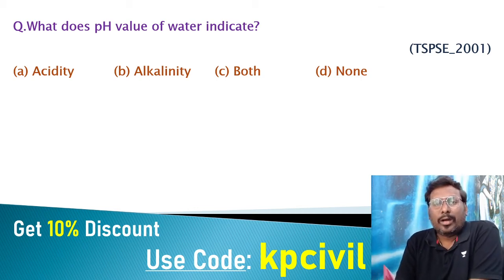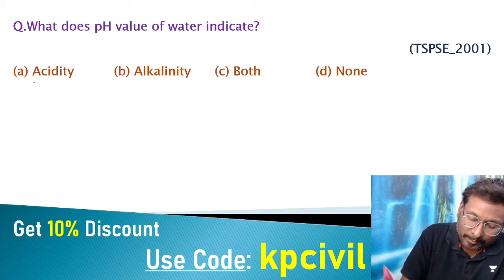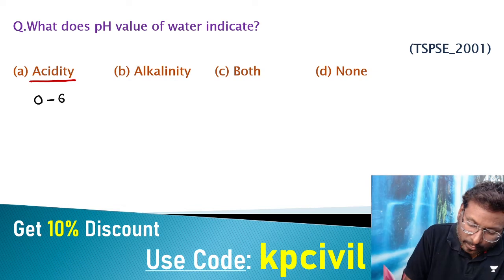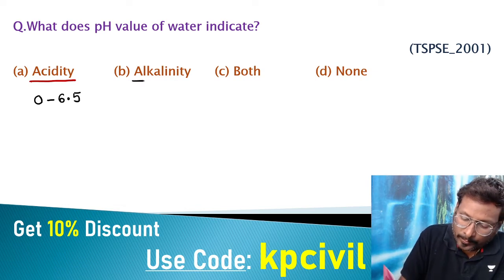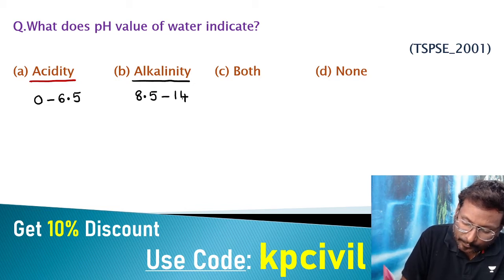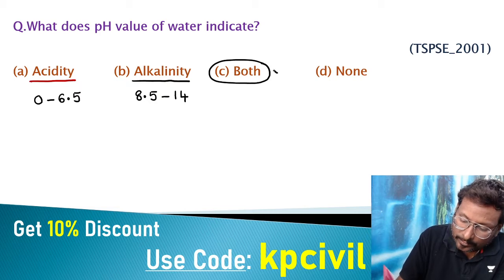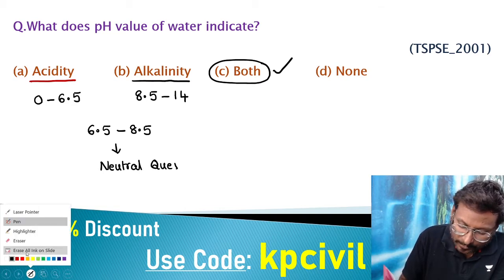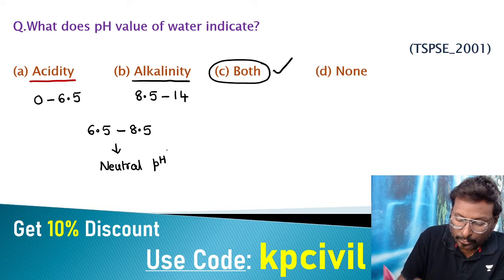What does the pH value of water indicate? pH will represent acidity if the pH is between 0 to 6.5. pH will represent alkalinity if the pH is between 8.5 to 14. So the answer is both. And 6.5 to 8.5 for water, we will take it as a neutral pH.